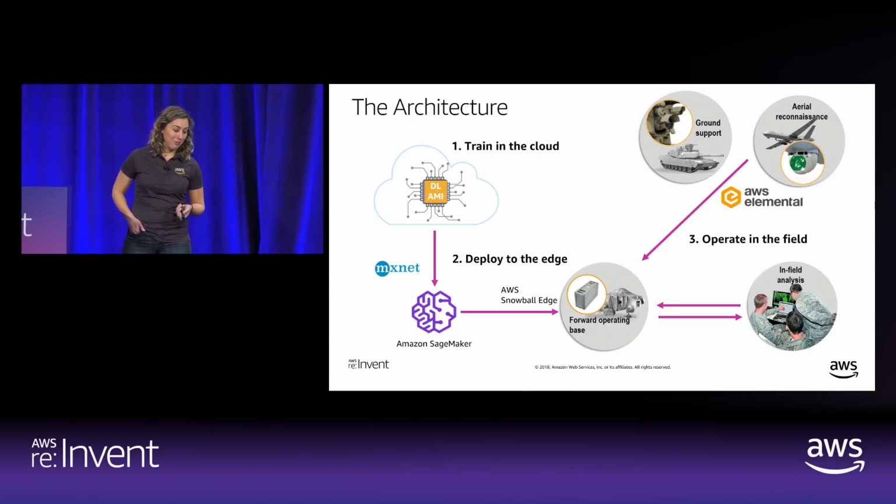In fact, we might be able to get away with doing some light retraining in the field, which would be really cool too. So we'll definitely be testing that out as well. While we're out in the field, we're going to have a video feed coming down from Elemental. That's going to be H.265 encoded video, streaming directly onto the Snowball Edge device. We will be doing inference and detecting objects in that video feed in real time out in the field.